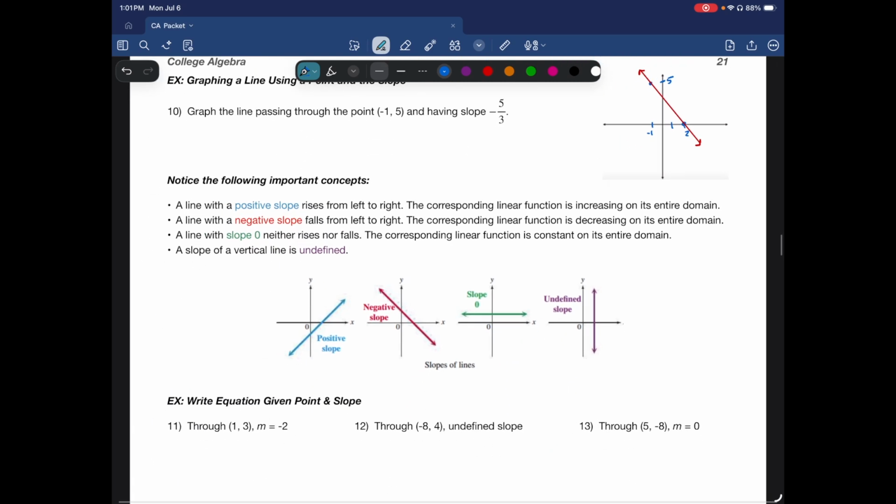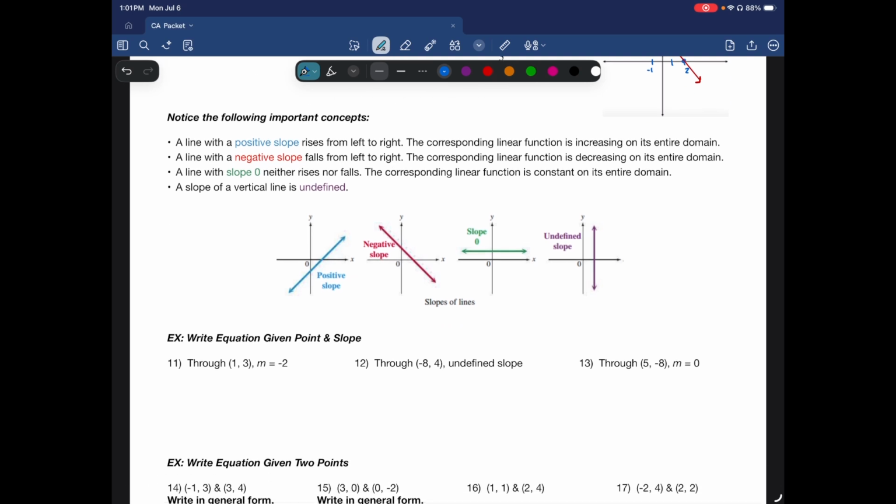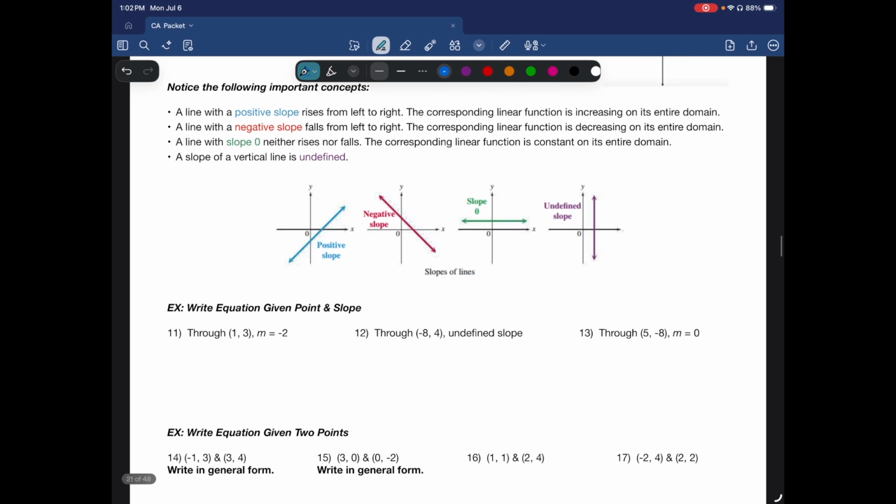All right, so here's a quick recap of what we talked about. You have a positive slope, a negative slope, a horizontal slope of 0, and a vertical slope of undefined. All right, so these are the slopes, and these are the lines they go with. We read the slope from left to right.